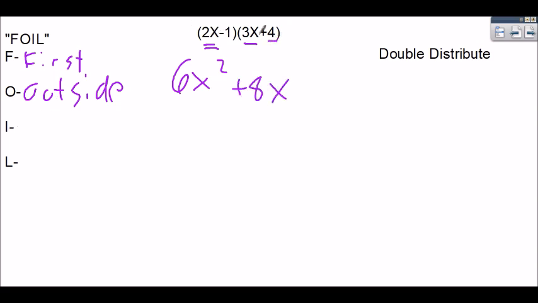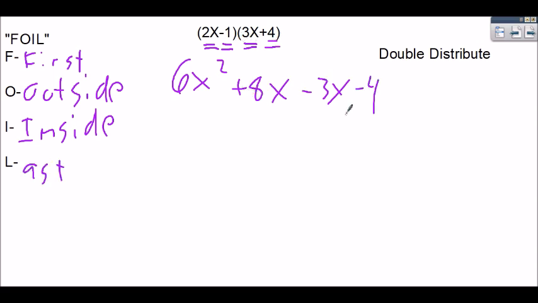Inside means if this whole thing, all the numbers on the inside get multiplied. So this -1 and this 3x. And then the last thing is L, which stands for last, which means the last term in each binomial gets multiplied to each other. So you'll notice there's 2 lines under each thing. Then we're going to add the inside terms, and that's what it means to FOIL.